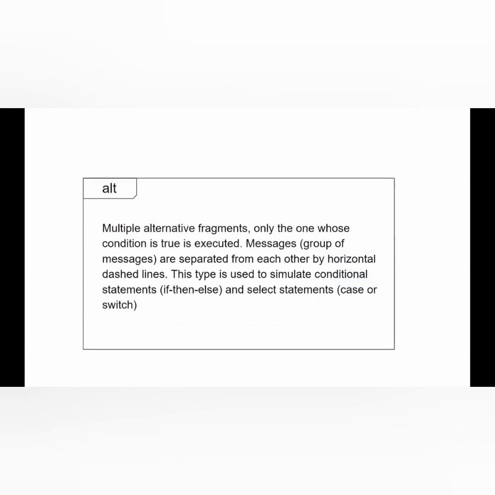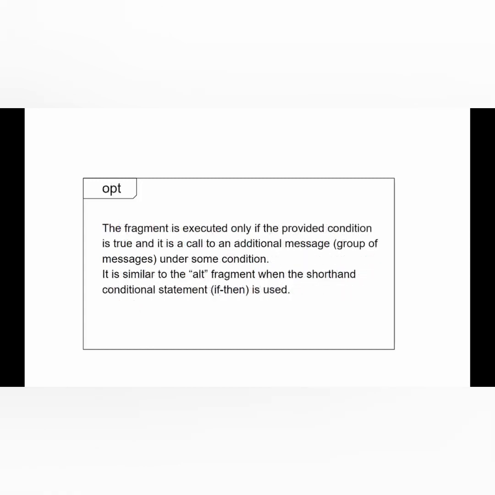multiple alternative fragments. Only the one whose condition is true is executed. Message or group of messages is separated from each other by a horizontal dashed line. This type is used to simulate conditional statements like if, then, else, and select statements, case or switch. Opt. The fragment is executed only if the provided condition is true and it is a call to an additional message or group of messages under some condition. It is similar to the alt fragment when the shorthand conditional statement if then is used.